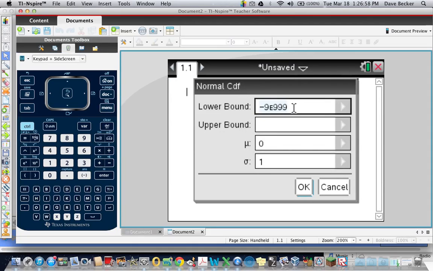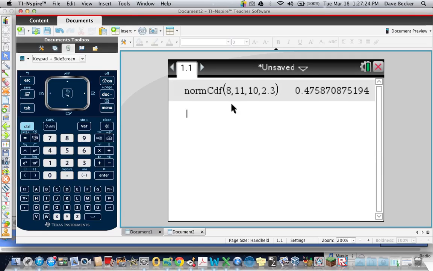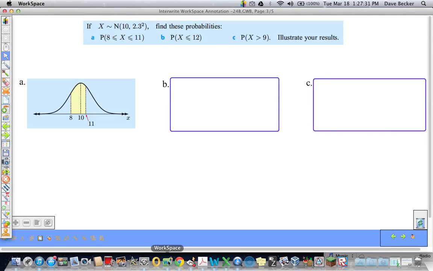I'll talk about this negative 9e to the 999 in just a second. But right now our lower bound is 8. Our upper bound is 11. Our mean was 10. And the standard deviation was 2.3. Oops. Look at that, I didn't tab. 10 and then 2.3. And voila, we get 0.476 to 3 sig figs. Please say yes on the 3 sig figs.